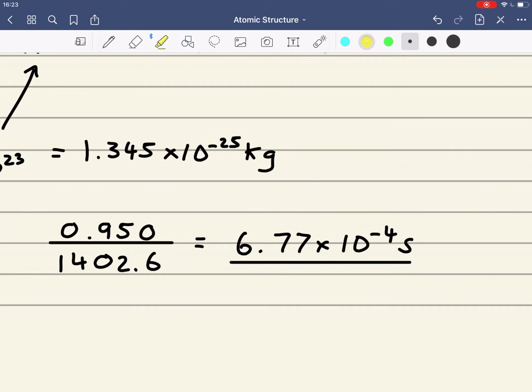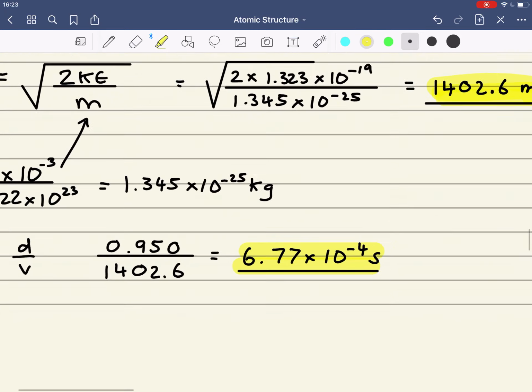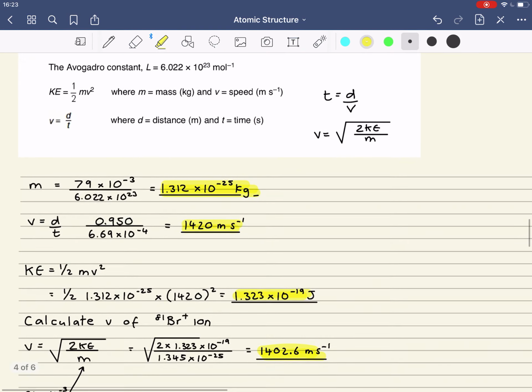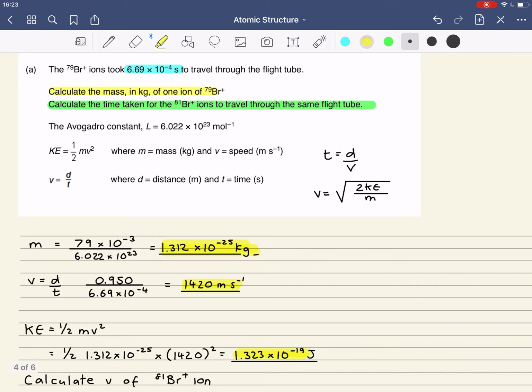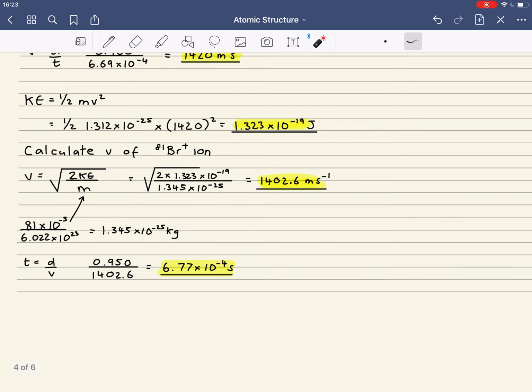And that answer should make sense. It should be very similar to the answer given here, but because this ion is lighter, it will take less time to travel through the flight tube. So the time for the Br-81 ion to travel through the flight tube is a little bit longer.